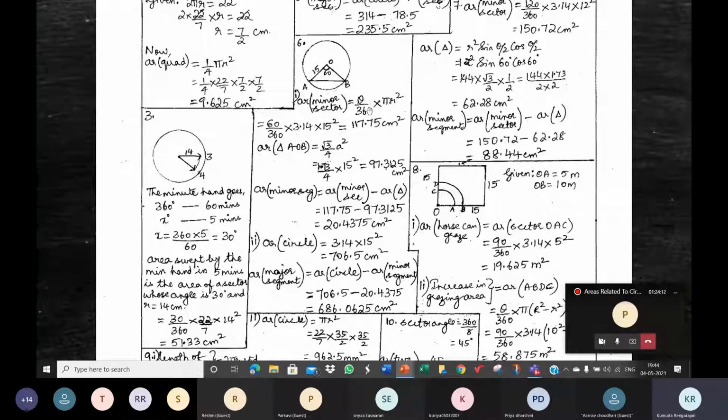What are the two things the sector is made up of, children? What are the two plane figures the sector is made up of? Two radii and an arc. Okay, a sector is a region bounded by two radii and an arc. No, my question is, the sector is a combination of two plane figures. Triangle and semicircle. Triangle and a segment, ma'am. Not a semicircle. Triangle and a minor segment. Okay, so triangle and segment.